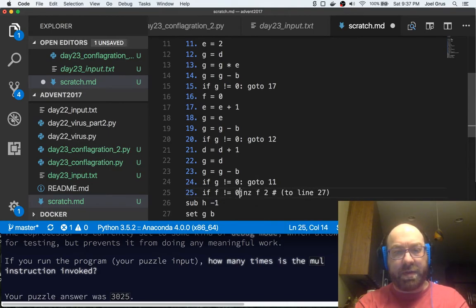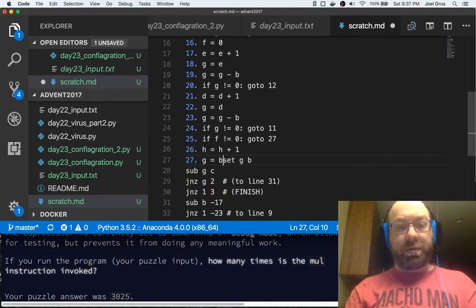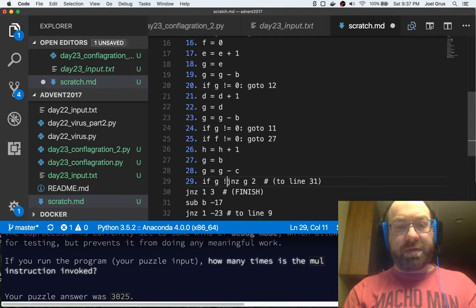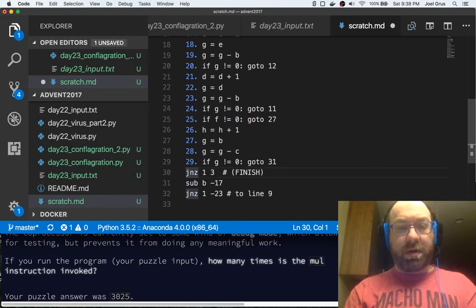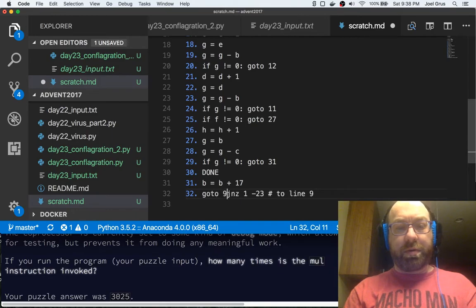If F is not equal to 0, go to 27. H equals H plus 1. Set G to B. So G equals B. G equals G minus C. If G is not equal to 0, go to 31. 30, jump 3, so done. 31, B equals B plus 17, and 32, go to 9.